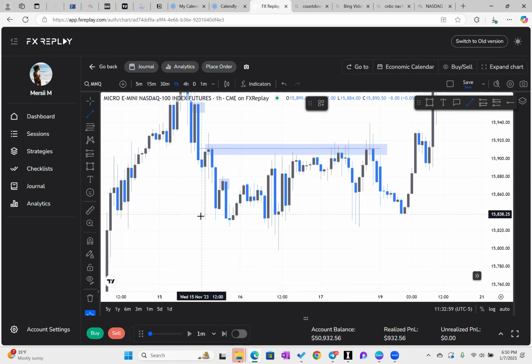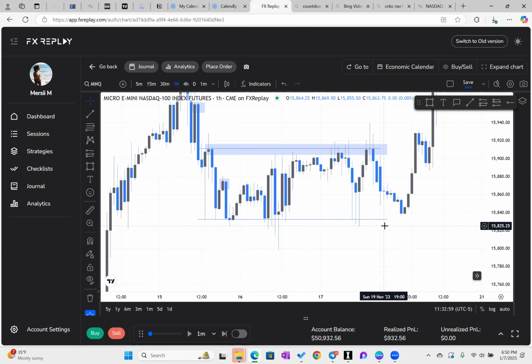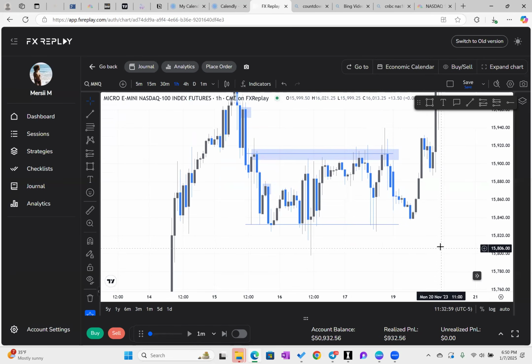Now, when you have an area where sellers are being stopped multiple times, right? And remember, it's never one price point, it's an area. The area, sellers are struggling to close below the area. Buyers here are struggling to close above the area. This lets us know liquidity resides below.